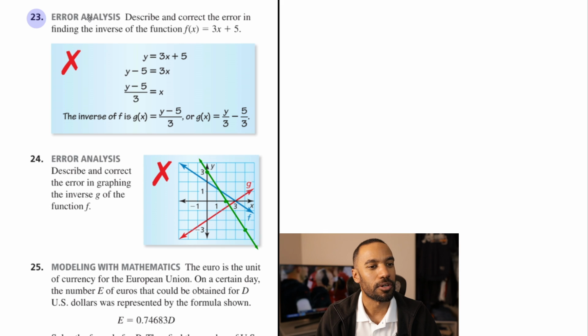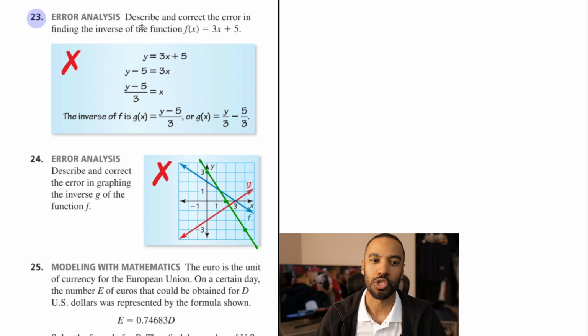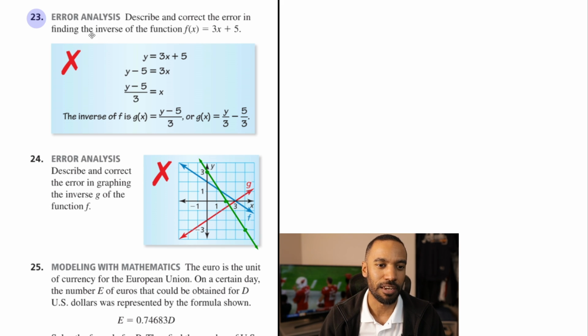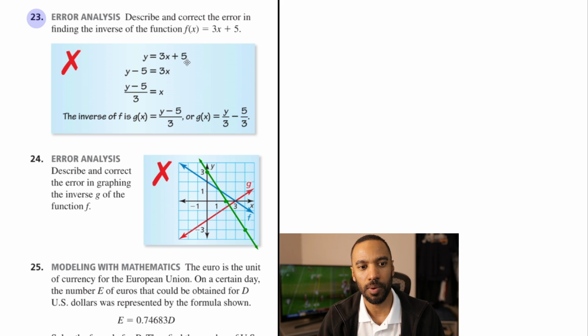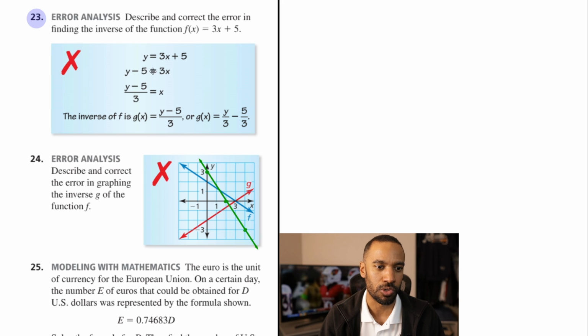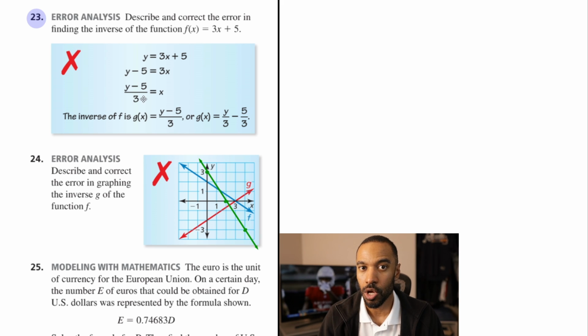Okay, number 23, error analysis. Describe and correct the error in finding the inverse of the function f of x equals 3x plus 5. So you'll see they turn f of x into y, which is good. And in a situation where you'd want to get the input by itself, this would be okay. But if you want to find the inverse, you're supposed to be swapping x and y before you subtract 5 and divide by 3. They did all of that just fine, but they did not swap x and y.